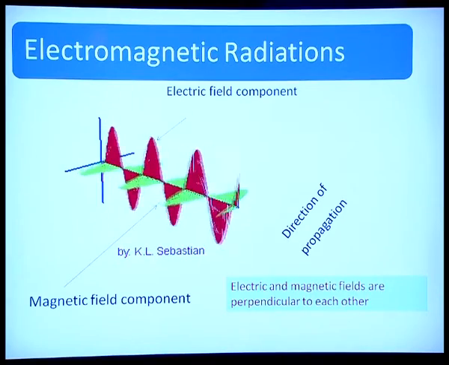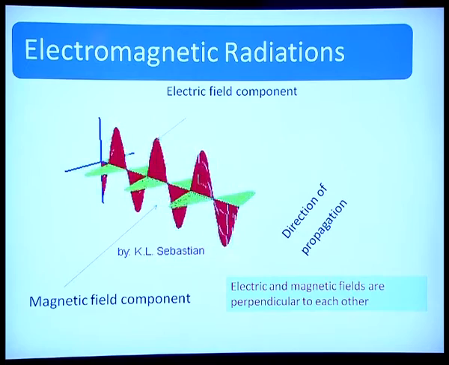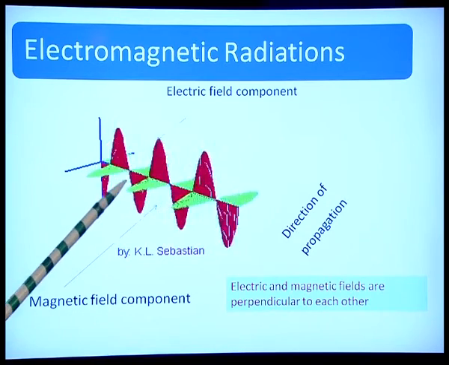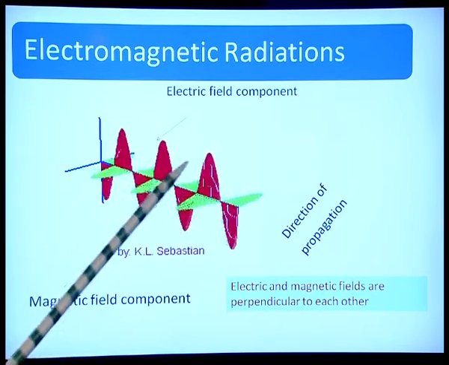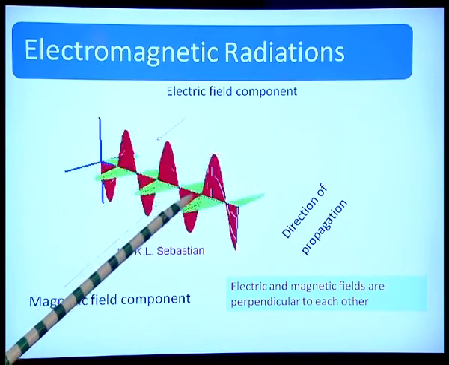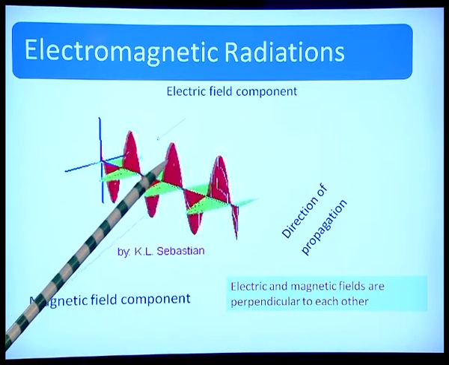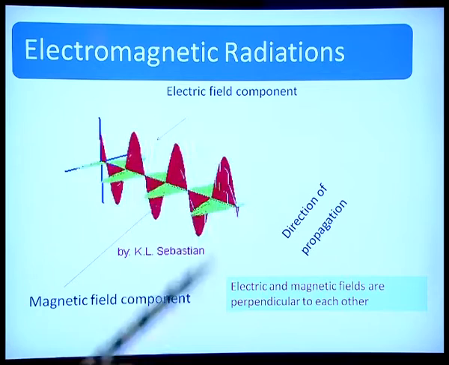Electromagnetic radiation is a kind of energy which is transmitted through space in the form of electric and magnetic field as shown here. You can see the beautiful picture of electromagnetic radiation on your screen. This is the direction of propagation of wave, and the electric field component and the magnetic field component are perpendicular to each other. It is quite visible here in the picture.